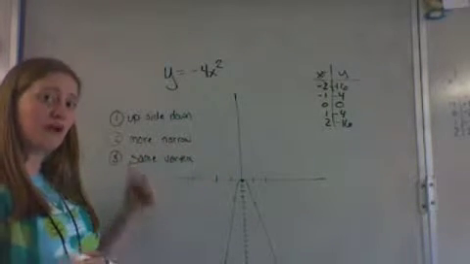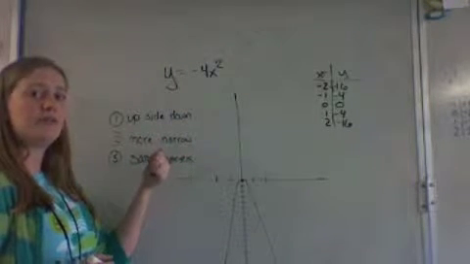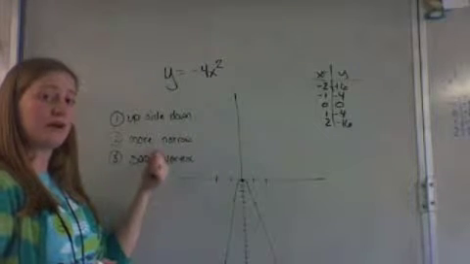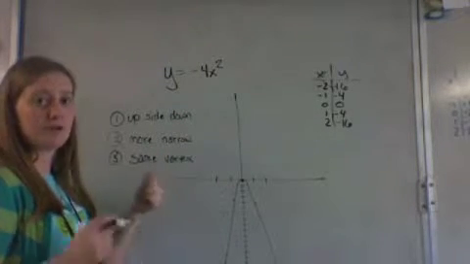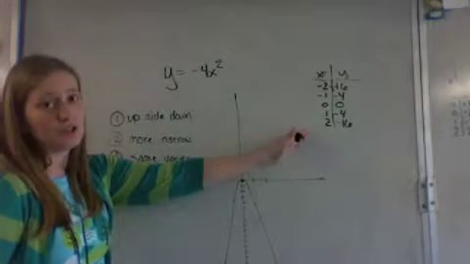Okay, so tomorrow I'll write these 3 things on the board. I'll write that you need to make sure that you have up or down, narrow or wider, and also compare the vertex. But this is really how simple those are. Just use a t-chart tomorrow, okay?